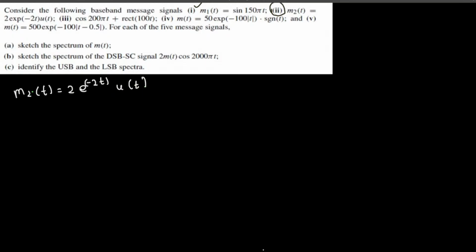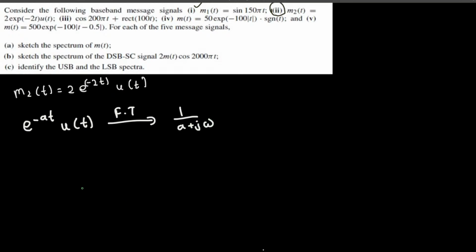Okay, so here what we have to do is first we have to take the Fourier transform of this one in order to do these parts. To do the Fourier transform of this one, we have to know one thing: when you have e^(-at) multiplied by a unit step function, the Fourier transform of that one will be 1 over (a plus j omega).